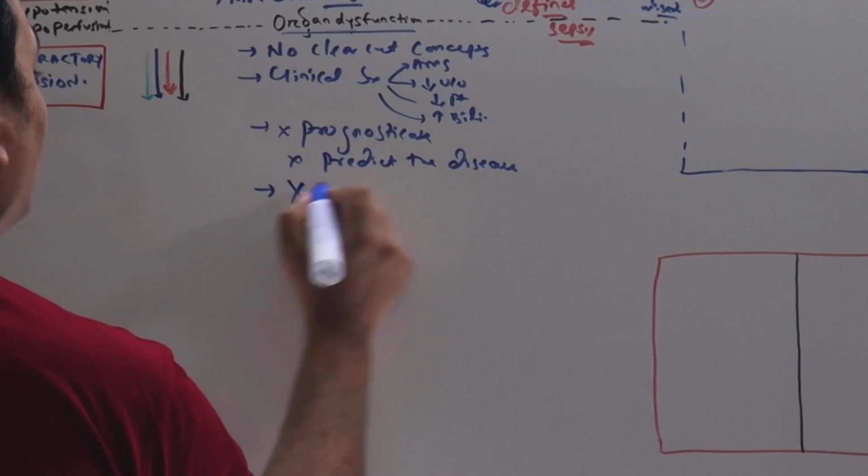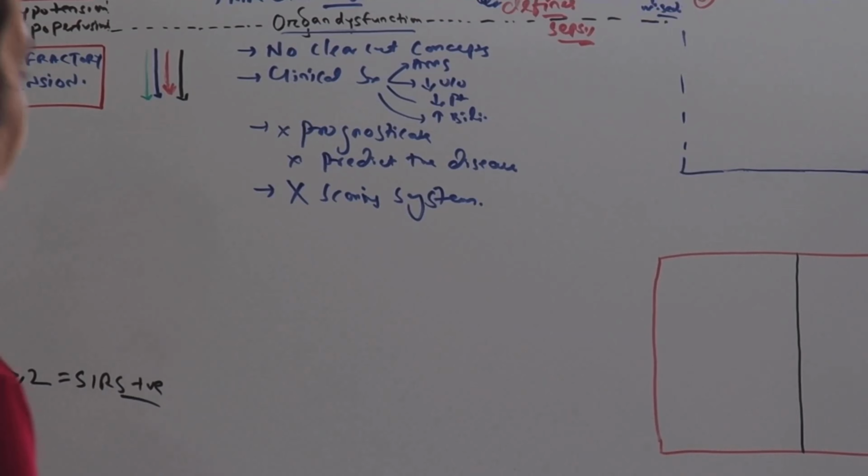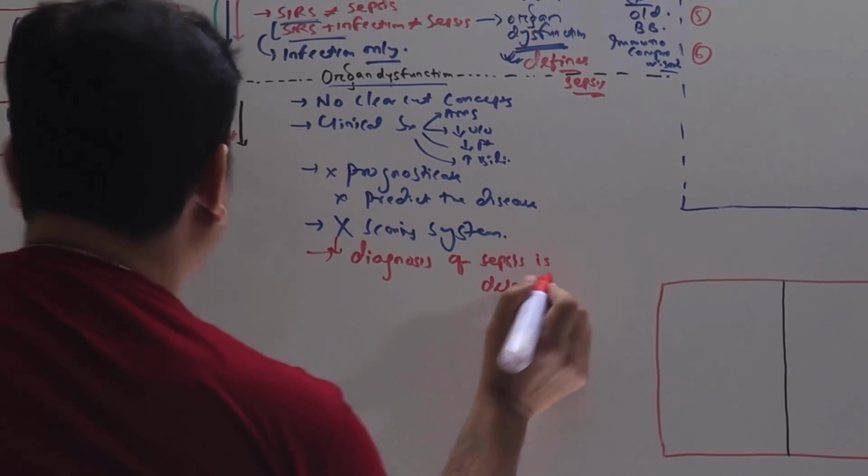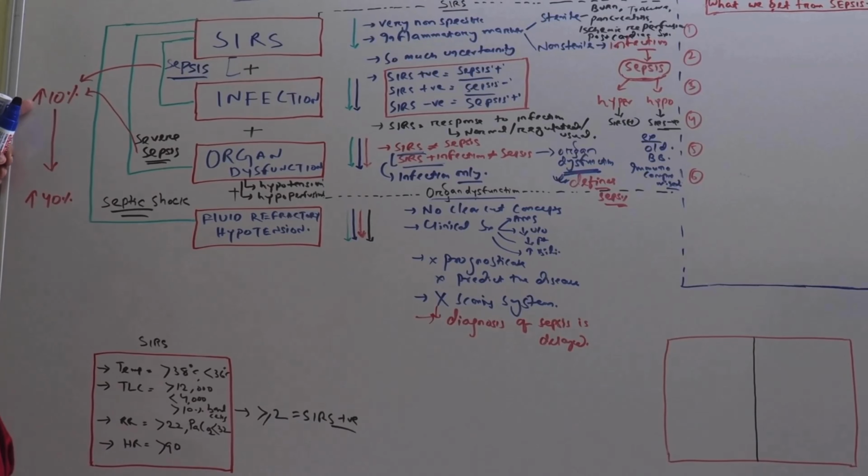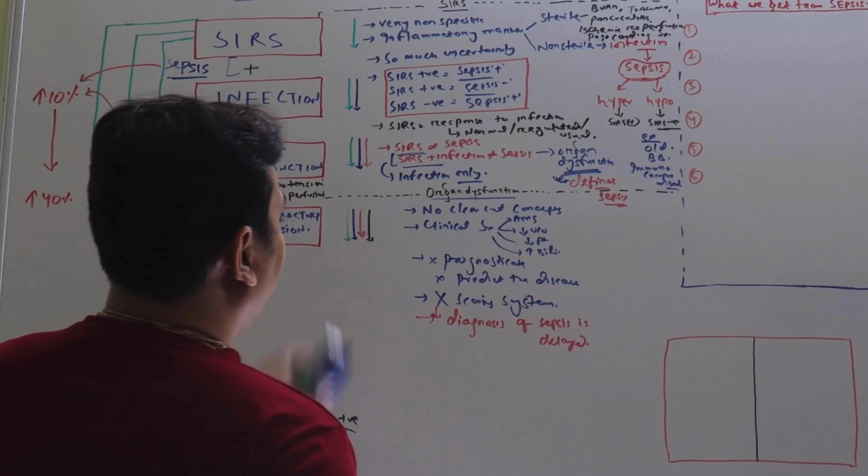They did not use any scoring system. What happened because of that? The diagnosis of sepsis is delayed. Delayed means mortality increases. If the patient goes to shock, mortality increases to 40%. So this is the pitfall of the Sepsis-1 definition.